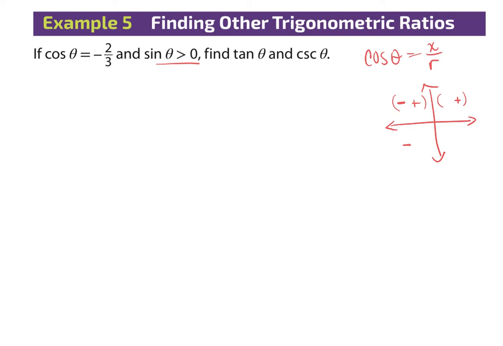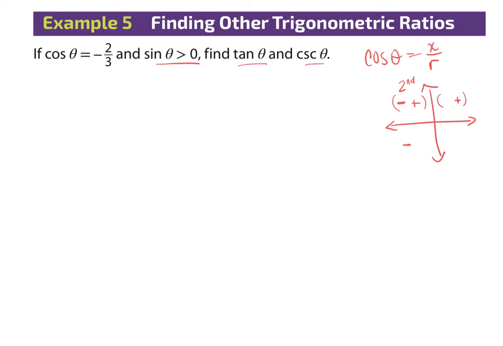That is important because that's going to determine what my values are when I get to the end of this. So I know that I am in the second quadrant. I have a negative cosine and a positive sine. That happens in the second quadrant. So you're going to use those two pieces of information first to figure out what quadrant you're in. And then it wants me to find the tangent and the cosecant.